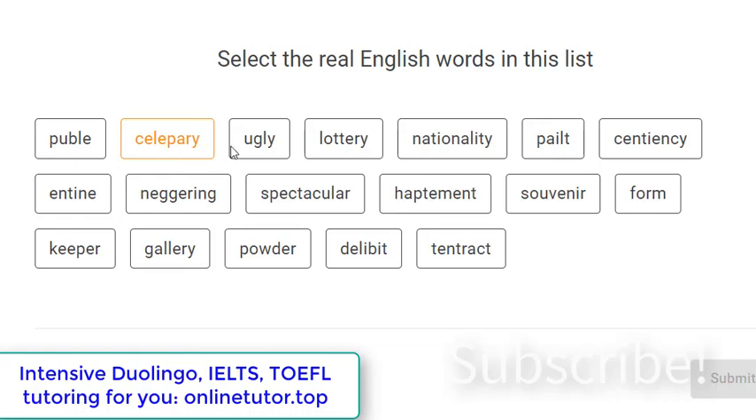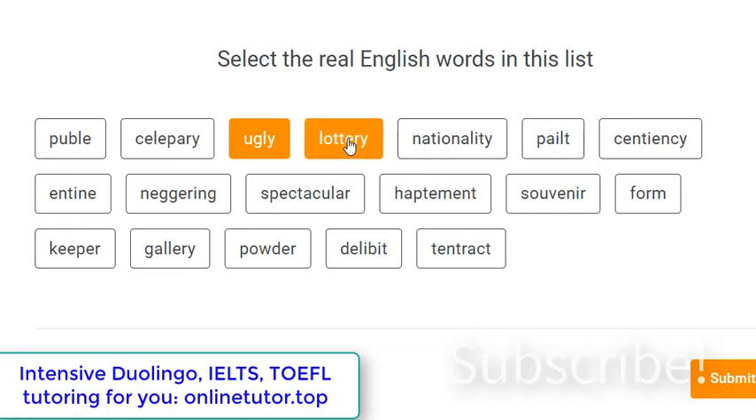Celeperi. I don't think so. Ugly. Yeah. Not attractive. Absolutely not attractive. Yes, ugly. Lottery. Yes. We all know lottery. I think no comment. Nationality. Yeah, nationality. Yes. Nationality. Whether you are a German or a British, something like that.